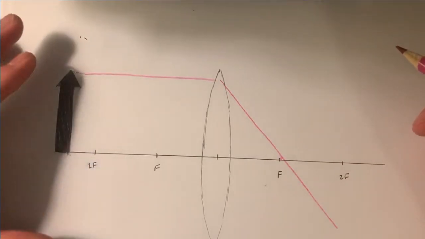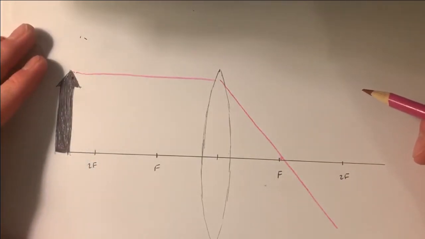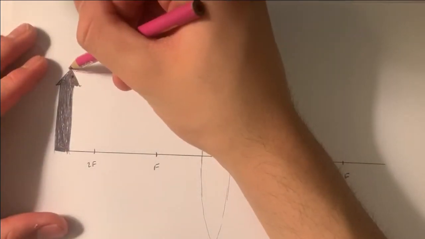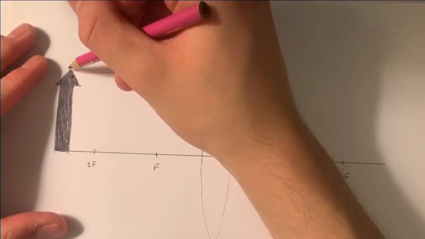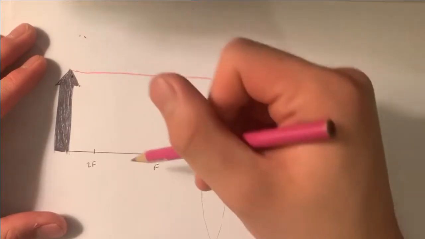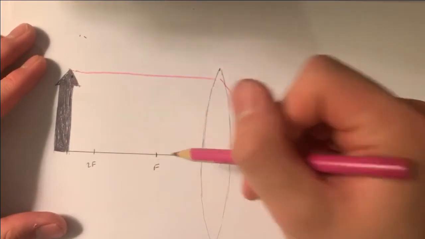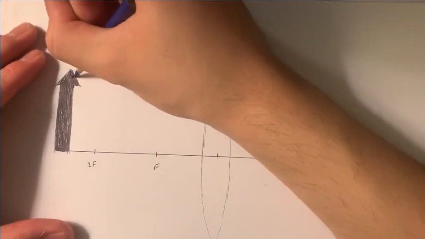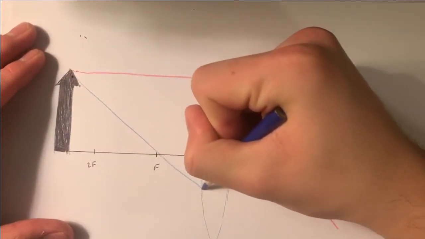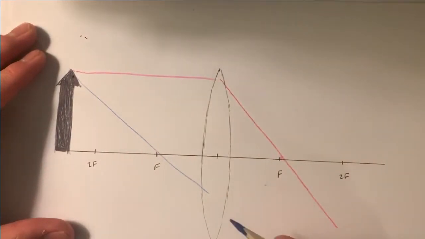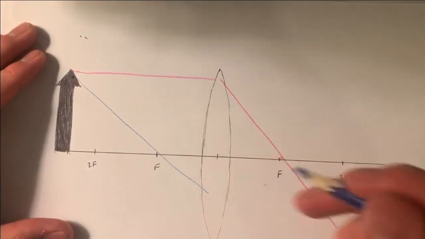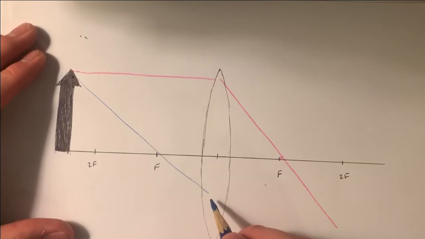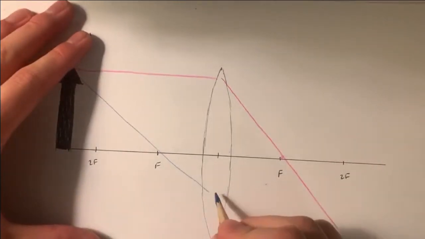We can draw another ray of light coming from the top of the object, which travels from the object's head here again, and it passes through the focal point on the same side of the lens, on the left side, and it will bend once it reaches this lens. Once it reaches this end, this beam of light will run parallel to the central axis through the lens.